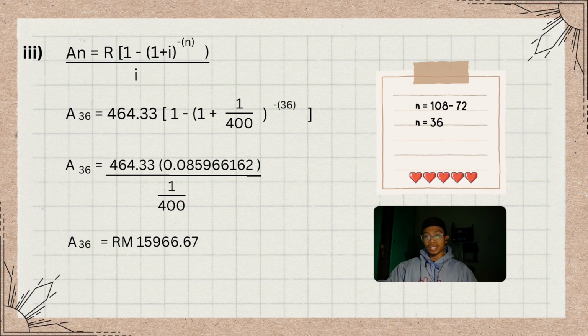So after we calculate the numbers before, we get A36 equals 494.33 in bracket 0.085966162 bracket over 1/400. As a result, we get RM 159,000.